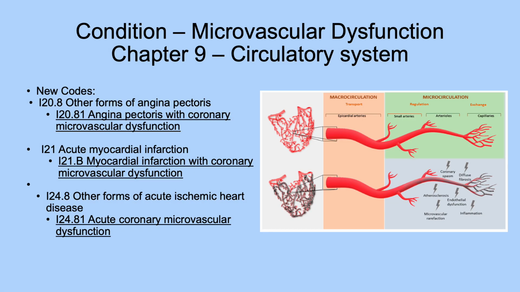So here are the codes that include new codes for microvascular dysfunction. You have a code under other forms of angina pectoris, I20.81. You have a code under acute myocardial infarction, I21.B. And you have a code under I24.A, acute coronary microvascular dysfunction. You can see here's the heart. Here's the macrocirculation, the bigger vessels, and then you have the micro vessels, and here is where there's a dysfunction.